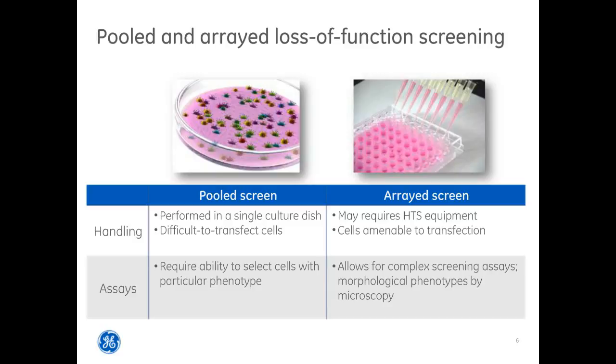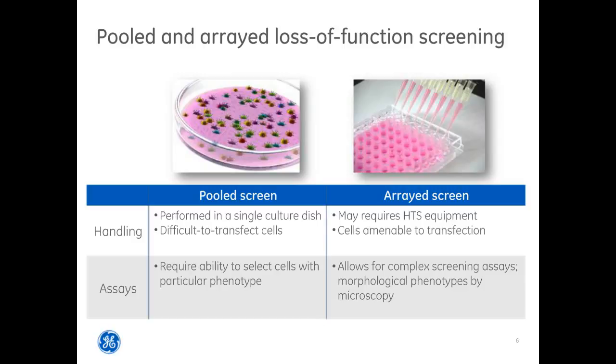But just in short, pooled screens, which are carried out with lentiviral reagents expressing an sgRNA, or a single guide RNA, generally require less infrastructure as they are performed in large culture dishes. And because you're using lentiviral transduction, these can also be carried out in difficult to transfect cells. Whereas arrayed screens may require high throughput equipment if the library has hundreds or thousands of genes and potentially multiple reagents per gene. And generally, these are used with cells that are amenable to transfection.